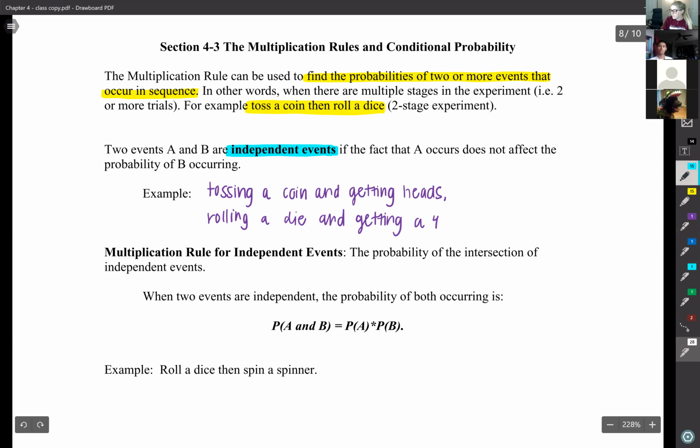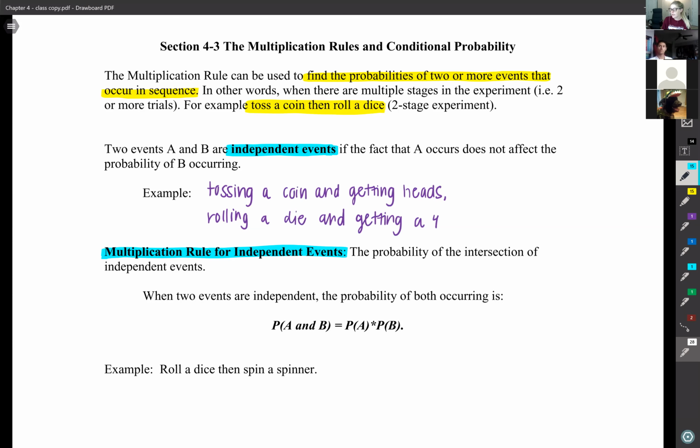So then we have our multiplication rule for independent events. The probability of the intersection of independent events is given as the probability of A and B is P of A times P of B. Hence the multiplication rule, because you just multiply them. So when they're independent events and A happening has no effect on B, we just multiply their probabilities.